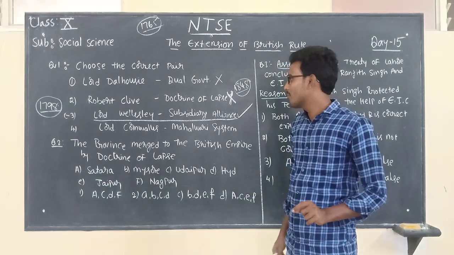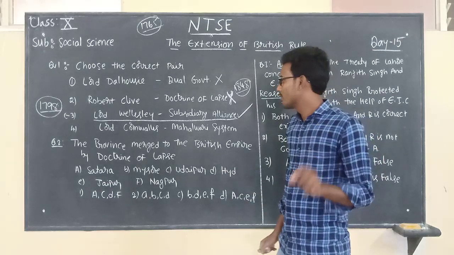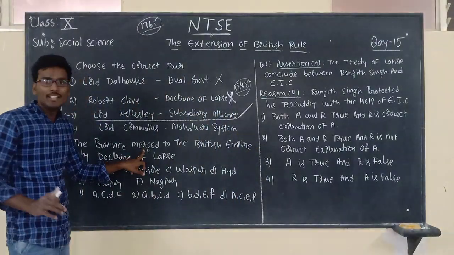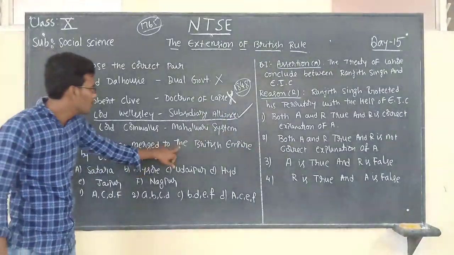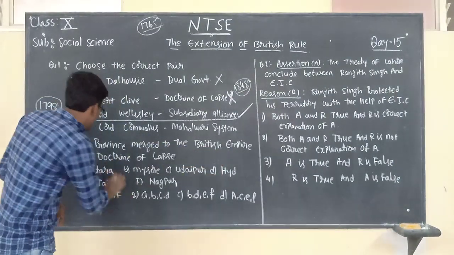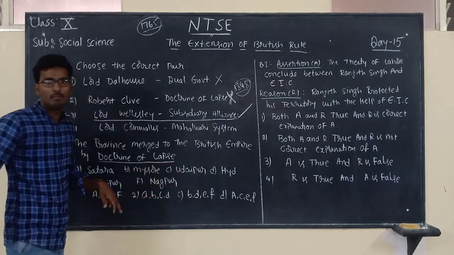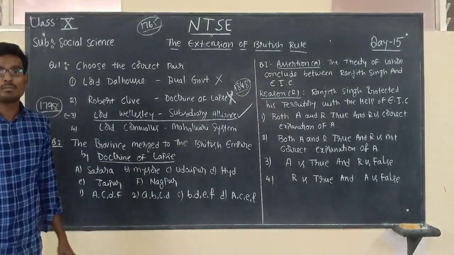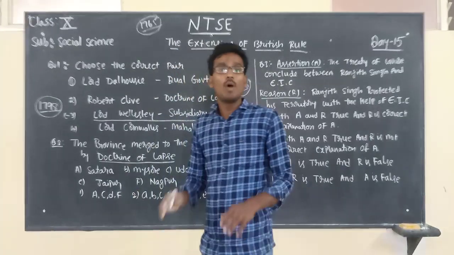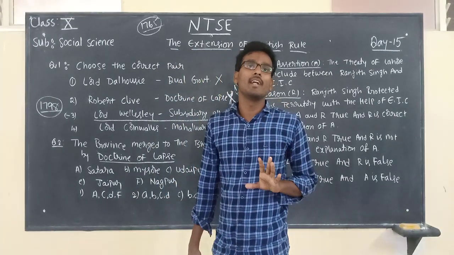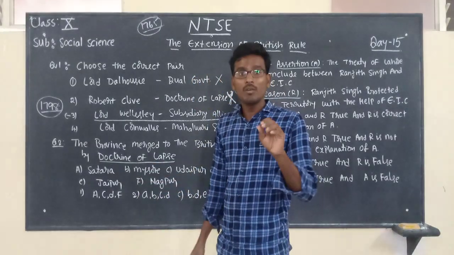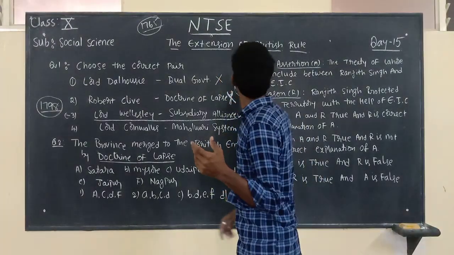Now let us move on to question number 2. This is a different kind of model. Look at the things carefully. The province merged, meaning integrated into the British Empire, by following the doctrine of lapse. Children, just recollect the information we discussed while I was teaching the second lesson content, especially the doctrine of lapse. Now we will just recall the places once.